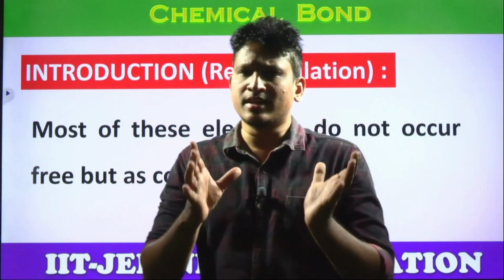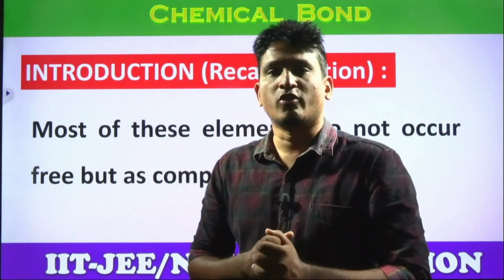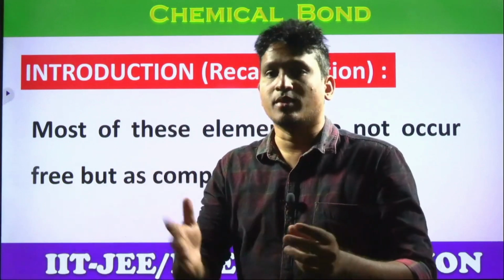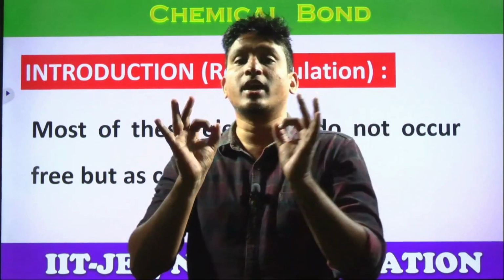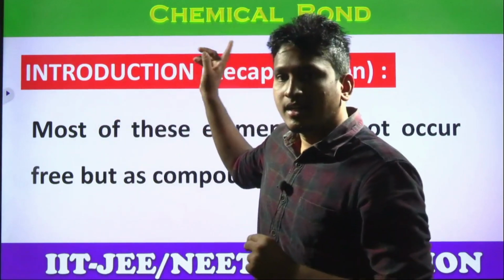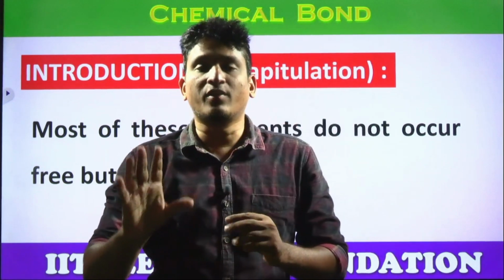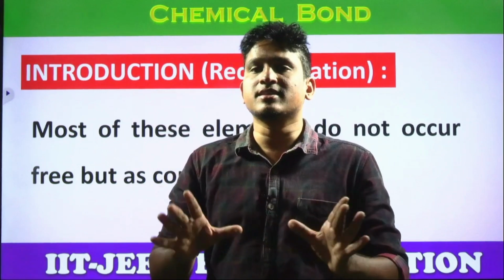Does it combine only with other hydrogen? No, it combines with oxygen also to form water. If it combines with chlorine, it forms hydrochloric acid. So it is always available in nature in the combined form only. That combined form is because of chemical bonding. Why does this chemical bonding take place? What are the factors? Everything we'll discuss in this video.